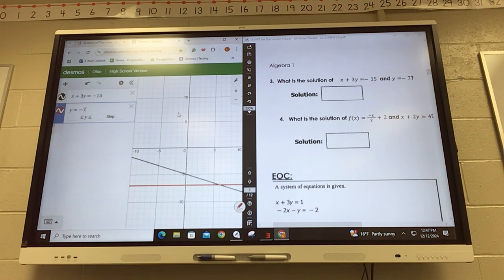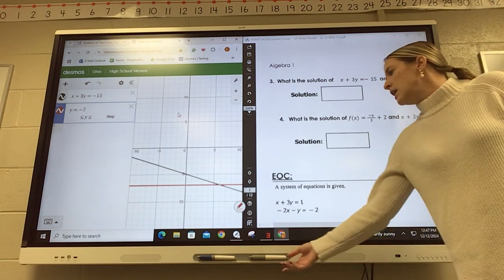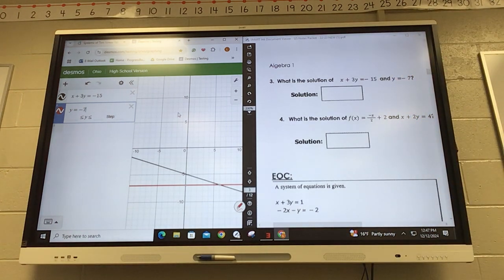So, once you have those graphed, raise your hand if you have a solution for me. I'll kind of wait until multiple hands are in the air, so I know we've all had enough time to type it in. We've all had enough time to look for our solution.